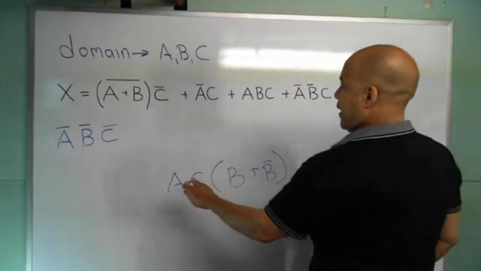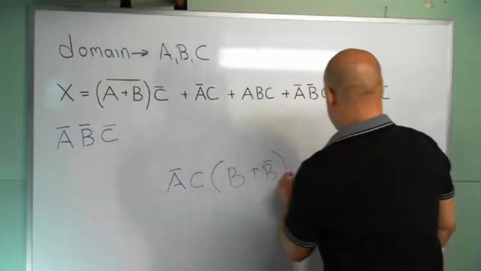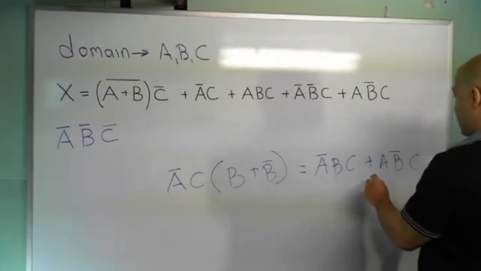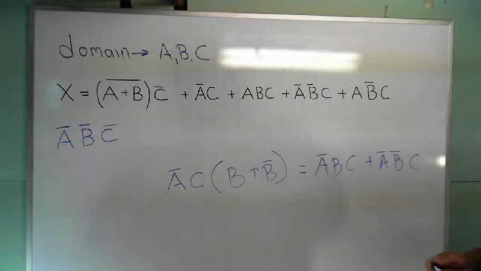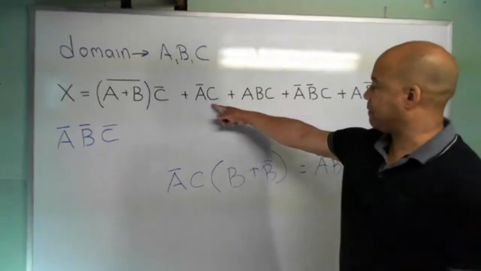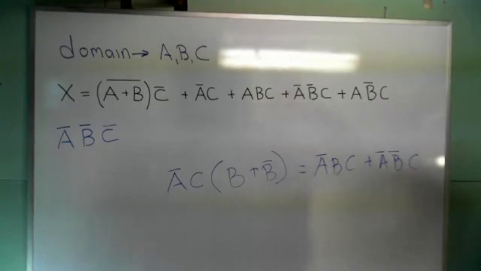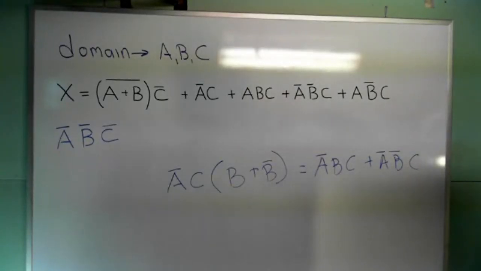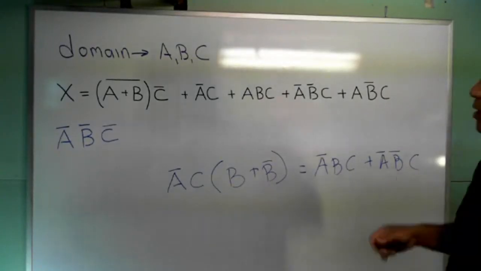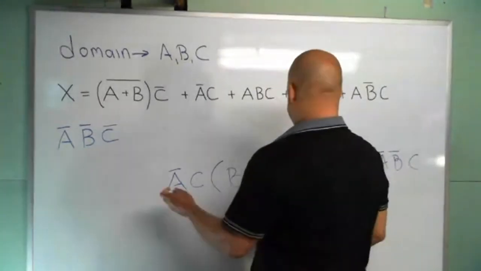And actually that A is NOTed, isn't it? So that A is NOTed, so I got a NOT there, and I got a NOT there. So if you expand this, multiply by B and B NOT, you should get that. And that should be our standard SOP. So we'll go ahead and write that out.